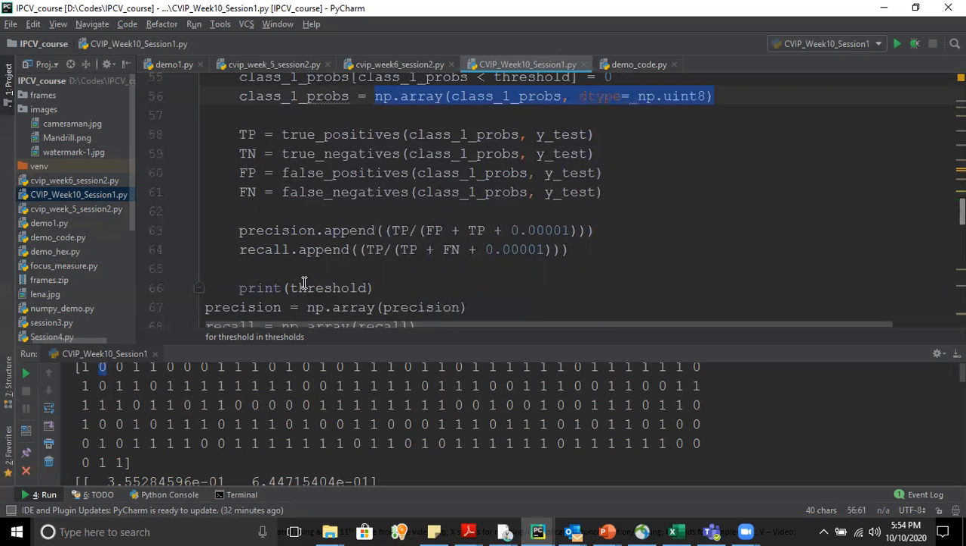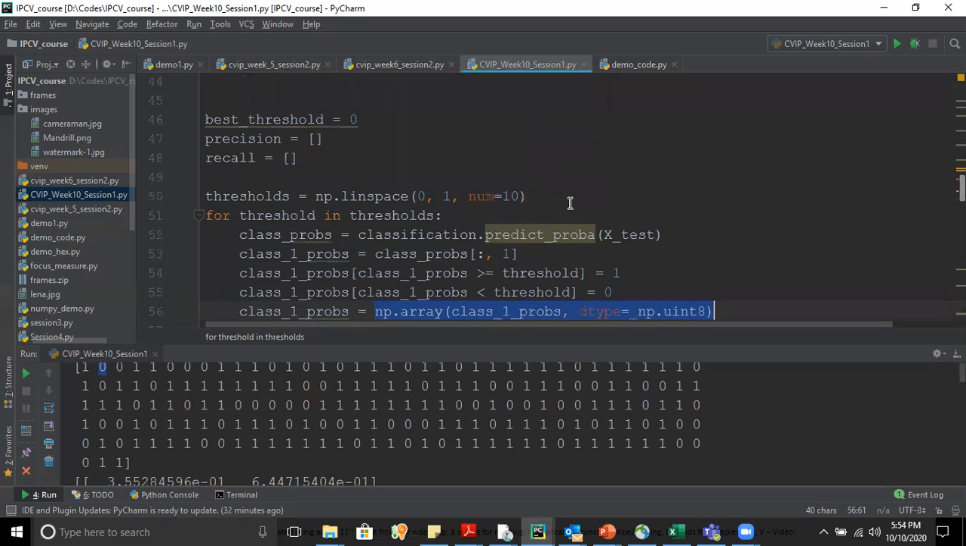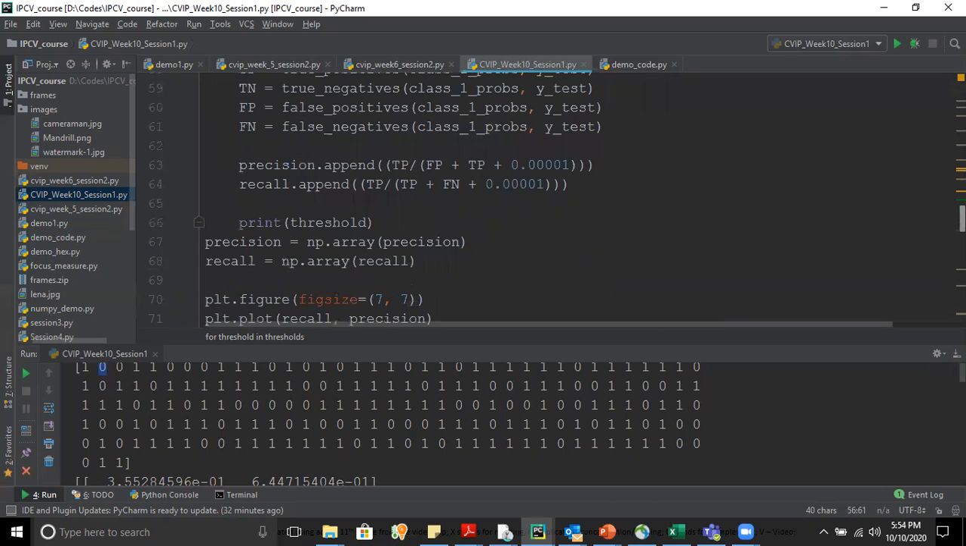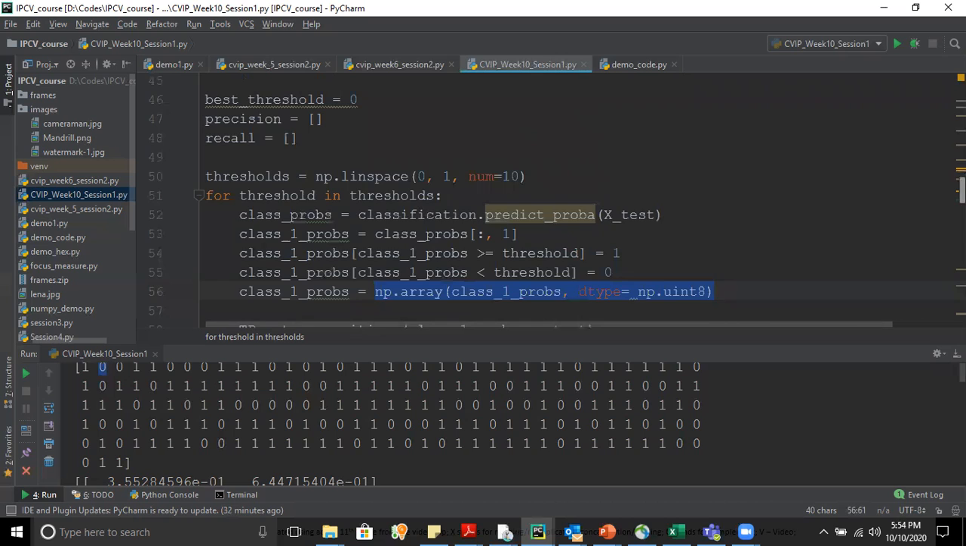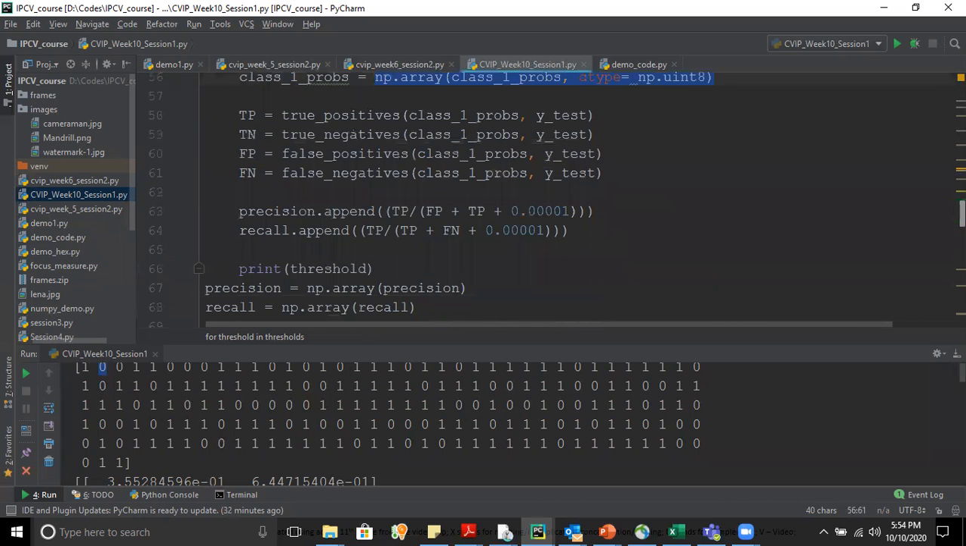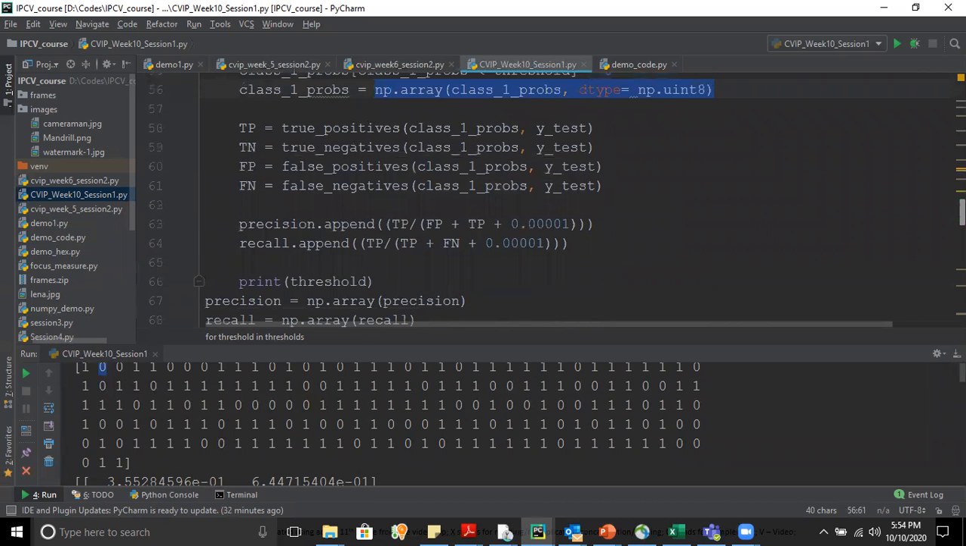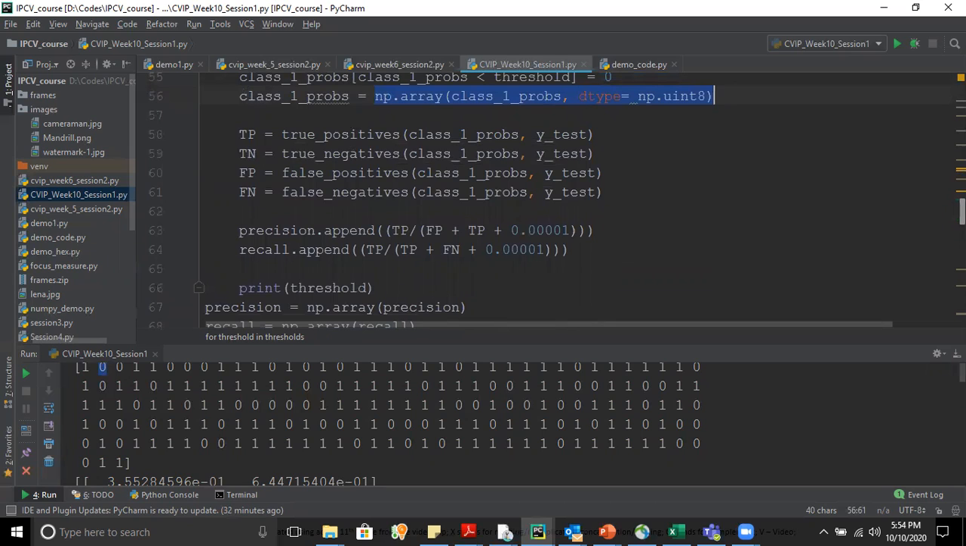Okay, I'm just printing this threshold over here. And at the end, this precision I have given as a list, I have to convert into an NP array so that I can use this px plot function. So I have 10 different values between 0 to 1, so I have 10 corresponding values of precision and 10 different values of recall.